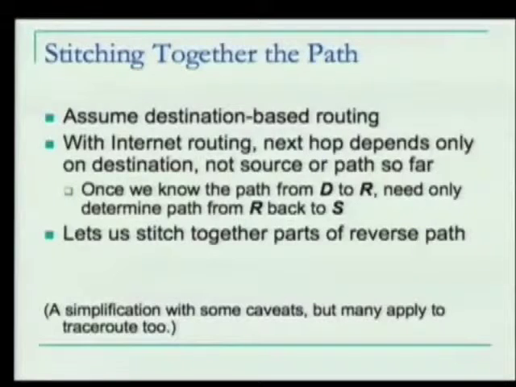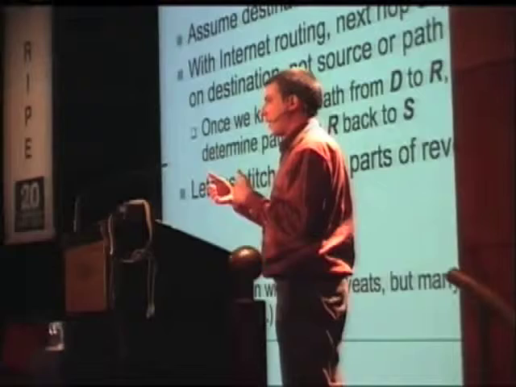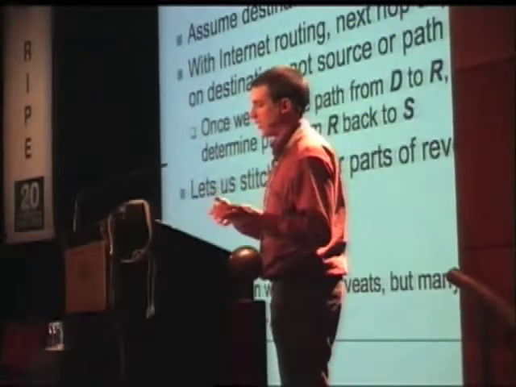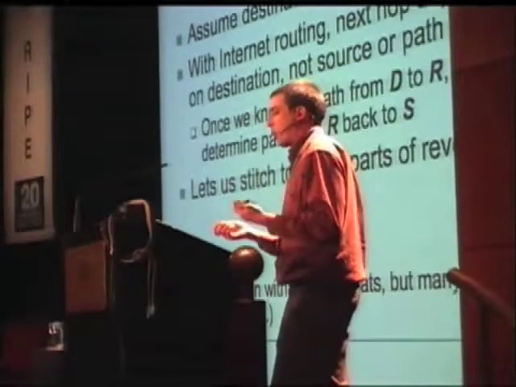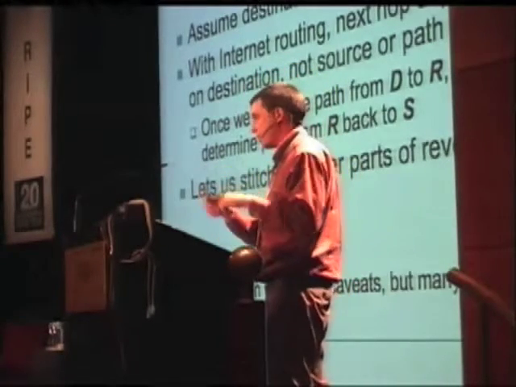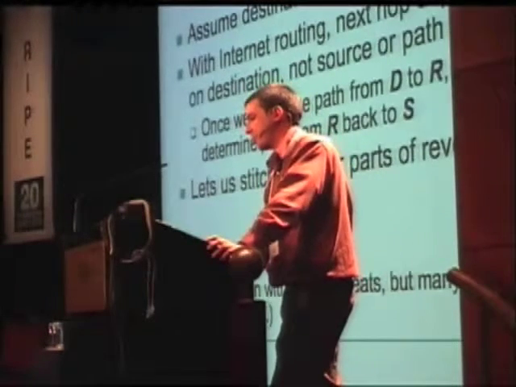So now we have a way using IP options to measure a hop back from the destination. We need a way to make a path out of that. What we're going to do is build the path incrementally by exploiting the fact that most routing on the internet is destination-based. This means that once we get to a certain hop along the path, the next hop tends to depend only on the destination, not on the source or the path so far. So if we know the reverse path from some destination D goes through router R, we only need to determine the path from R back to S to get the complete path. We can stitch it together. This assumption doesn't always hold, but it holds often enough for us to base the system around it.